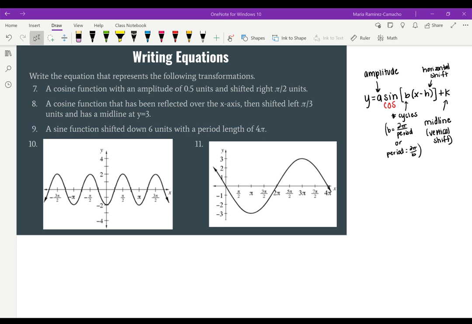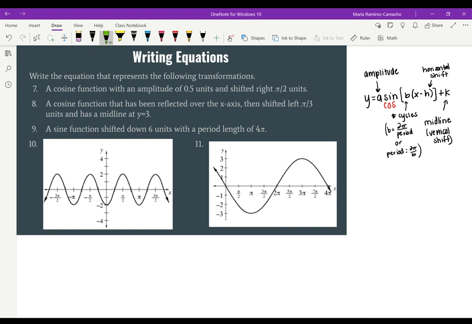All right, this next slide, numbers 7 through 11, ask us to write the equation that represents the following transformations. Here's the general equation at right: y equals a sine of b times (x minus h) plus k. And cosine would be the same thing, but with just cosine instead of sine. We did 7 in class, but we'll do it again.